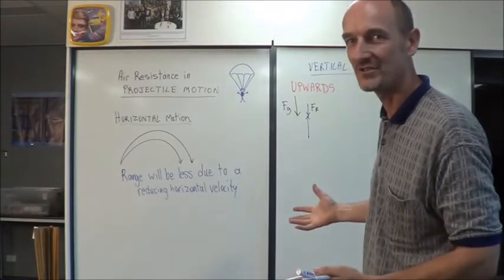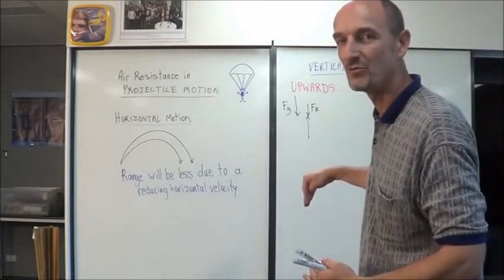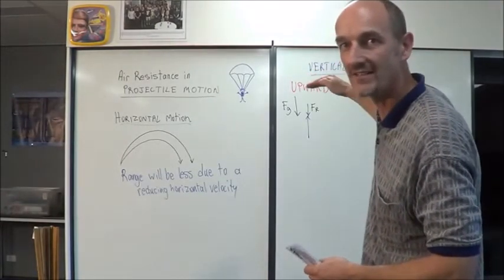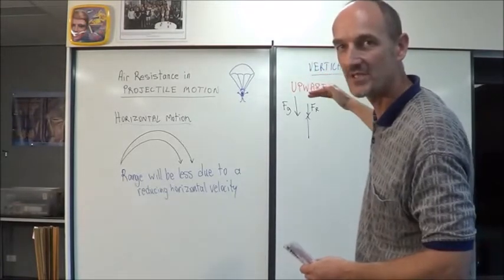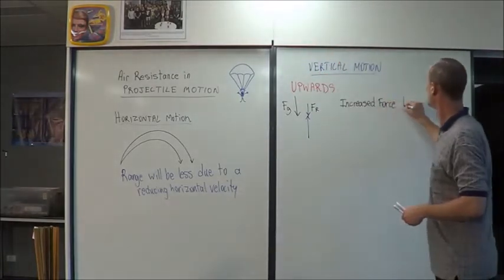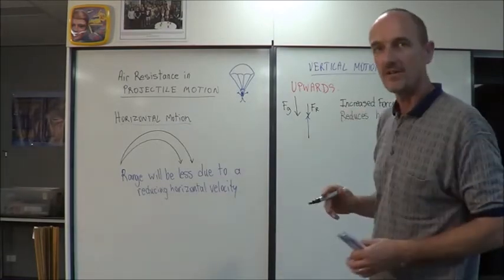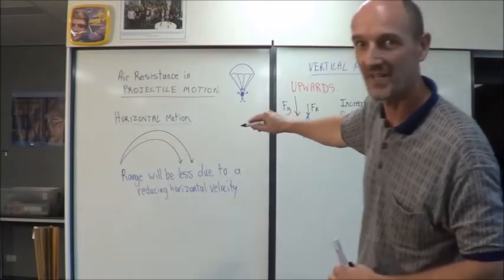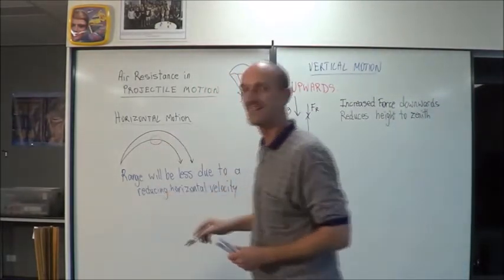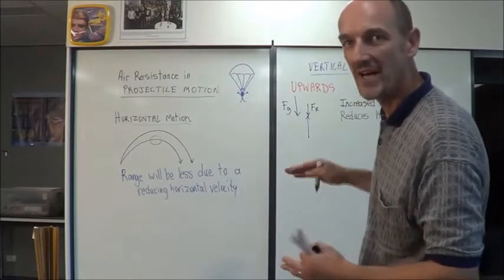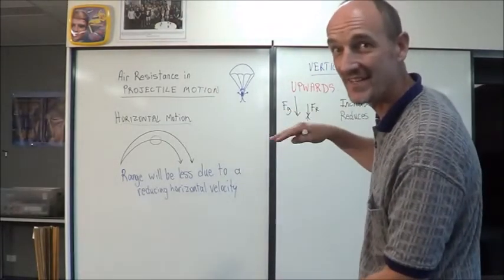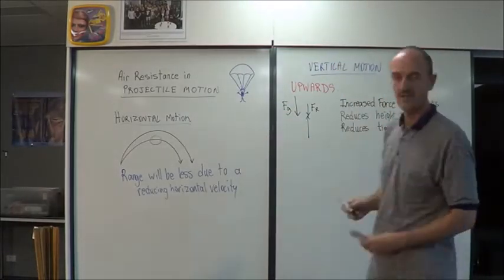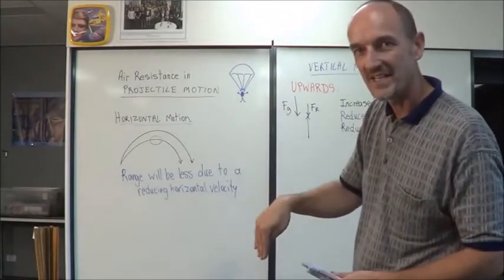And what do you think that's going to do? It's going to increase the downwards force, therefore reducing the height, or the height to zenith, that the object is going to reach. But not only is the height reduced, as we can see in our first diagram there, but also because it doesn't go as high, then the time is also less on the way up. That's the upwards motion. What about when it comes back down again?